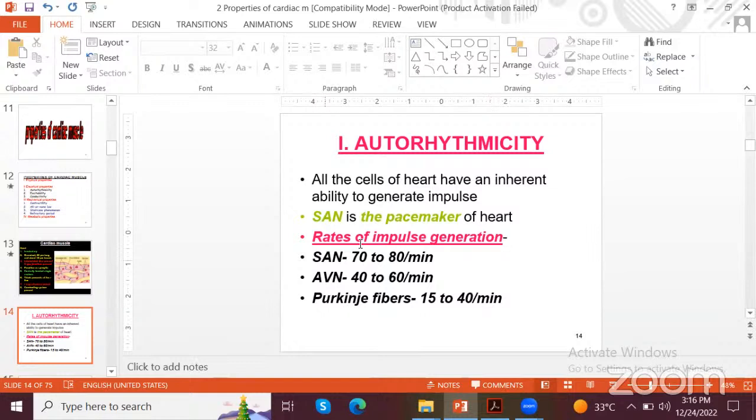beats per minute. From this, we can see that all the specialized nerve and muscle cells are able to produce impulses. But the SA node produces impulses much more compared to other areas. So that's why we can consider the SA node as the pacemaker of the heart. If the SA node is not properly functioning, the AV node takes over.